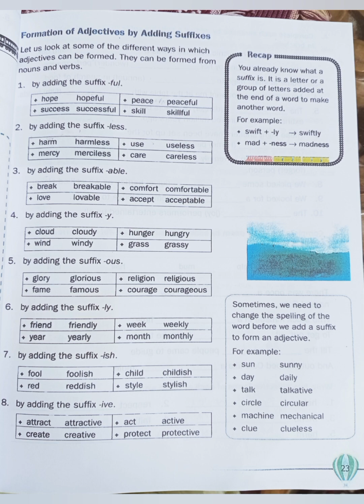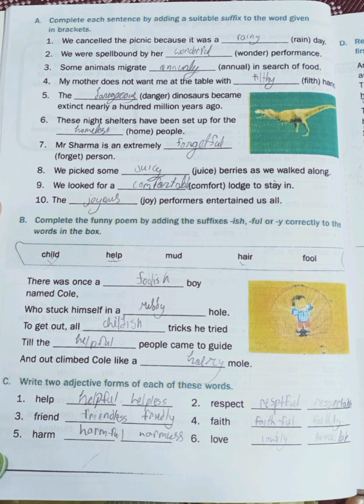adjective. For example, sun, sunny; day, daily; talk, talkative; circle, circular; machine, mechanical; clue, clueless. A. Complete each sentence by adding a suitable suffix to the word given in brackets. 1. We cancelled the picnic because it was a rainy day. 2. We were spellbound by her wonderful performance.